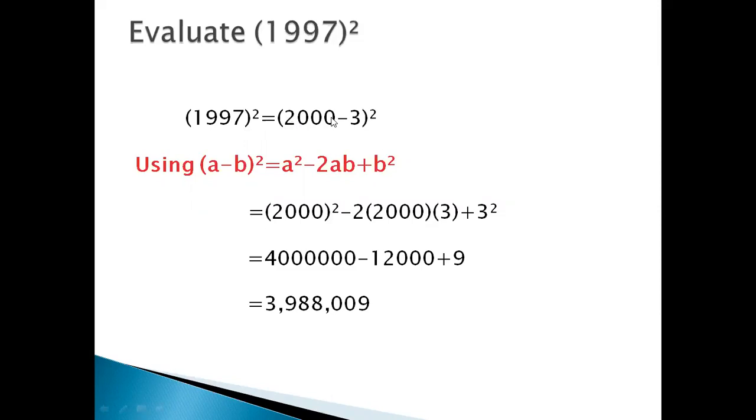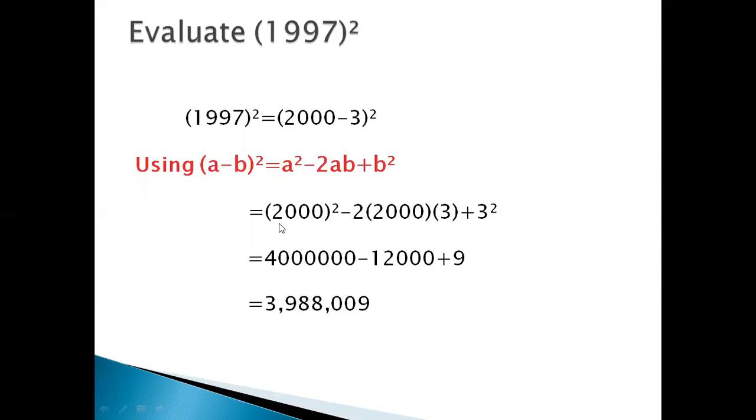So after breaking the numbers, we have to see which identity to apply. If we have a minus sign in the center and squares outside the bracket, we will apply the second identity, which is a minus b whole square is equal to a square minus 2ab plus b square. According to that, here our a is 2000 and b is 3. So we get a square, 2000 square, minus 2ab, 2 into 2000 into 3, plus b square, 3 square.